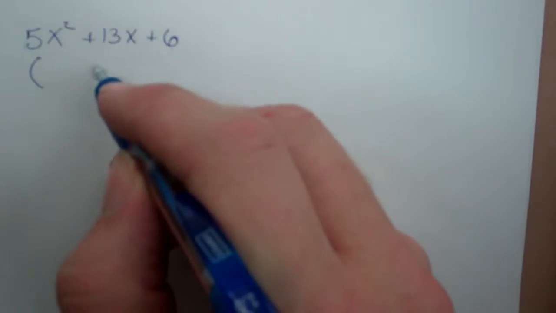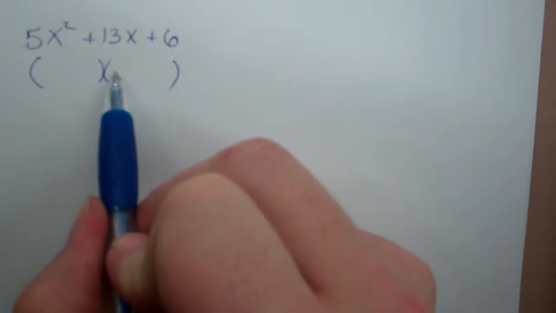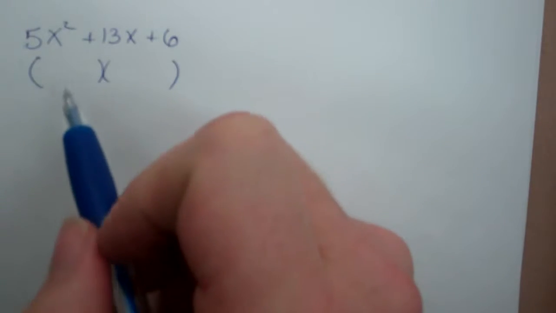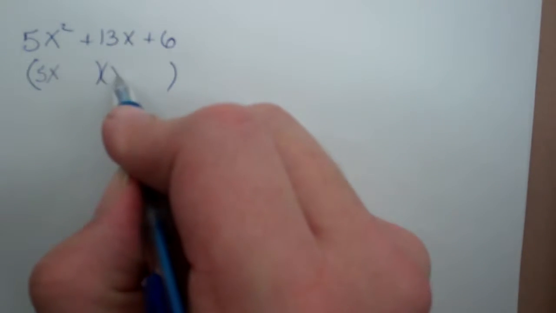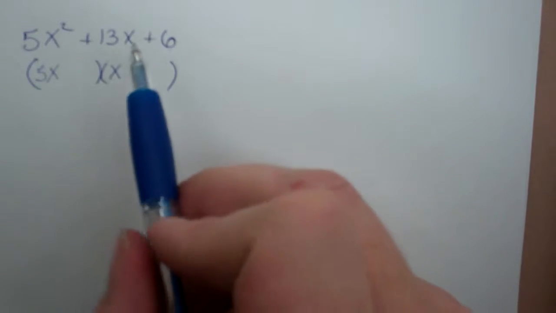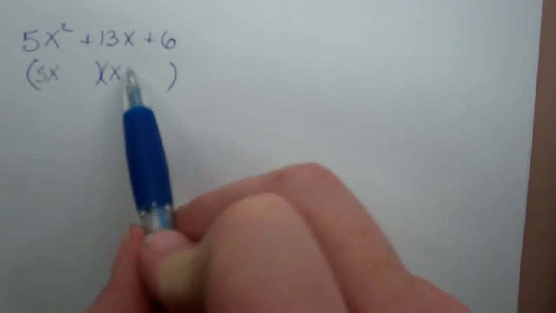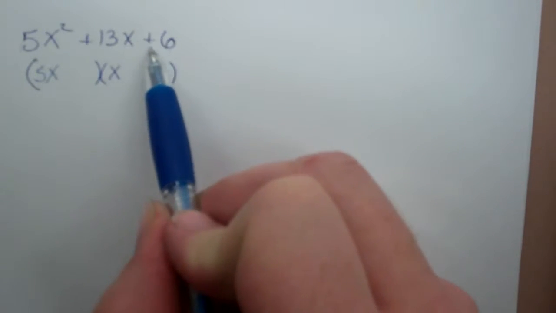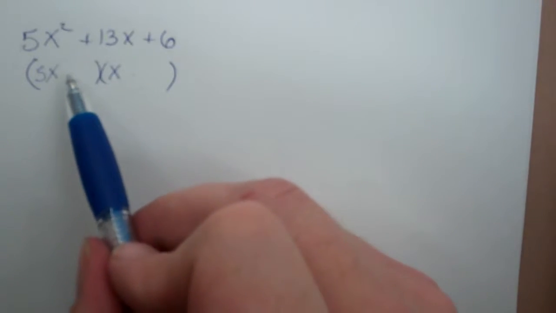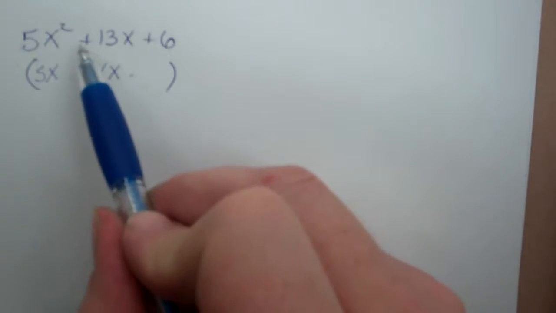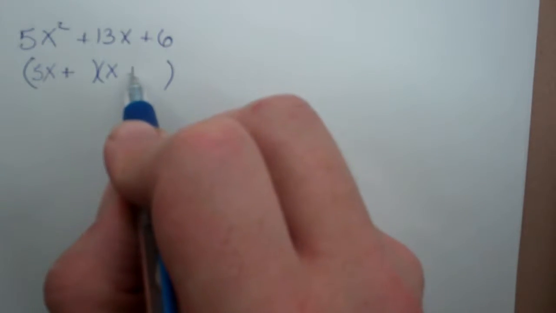So I'm going to write the beginnings of our two binomials here. What could go there and there to give us a 5x squared? There's really only one way that could happen. It must be a 5x and an x. Now, are these two signs going to be the same or different? I can tell they're going to be the same since this is a positive. Which same? Will they both be pluses or will they both be minuses? This tells me that they'll both be pluses. So I'll put a plus sign and a plus sign.